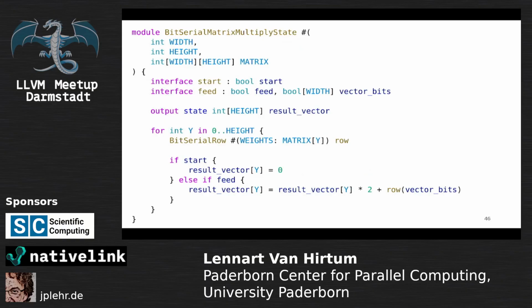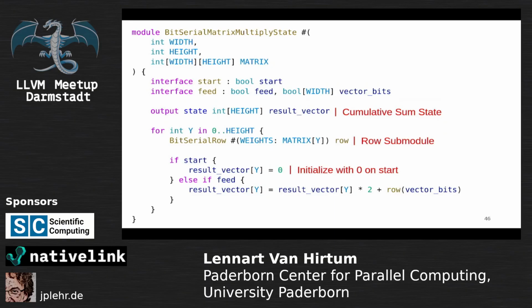Then we have the state. We have 2 interfaces in this case. So we have an interface to start the bit serial matrix multiply. It's basically the reset signal. And then we have an interface to feed it a new bit. So the state gets a set of input bits. We have a state for all of our working results for the matrix multiplication sum. And we instantiate all of our multiplication rows. These are the bit serial row modules.